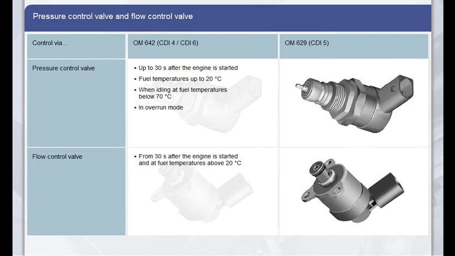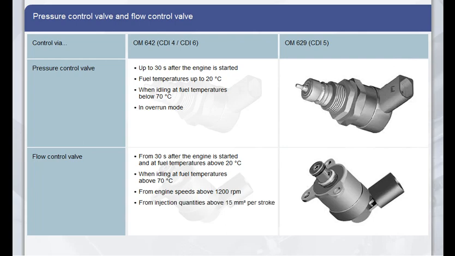30 seconds after the engine is started, or when the fuel temperature reaches over 20 degrees Celsius, the high pressure is exclusively controlled by the flow control valve. This also applies when idling at fuel temperatures above 70 degrees Celsius, at engine speeds above 1200 rpm, and at injection quantities above 15 cubic millimeters per stroke.